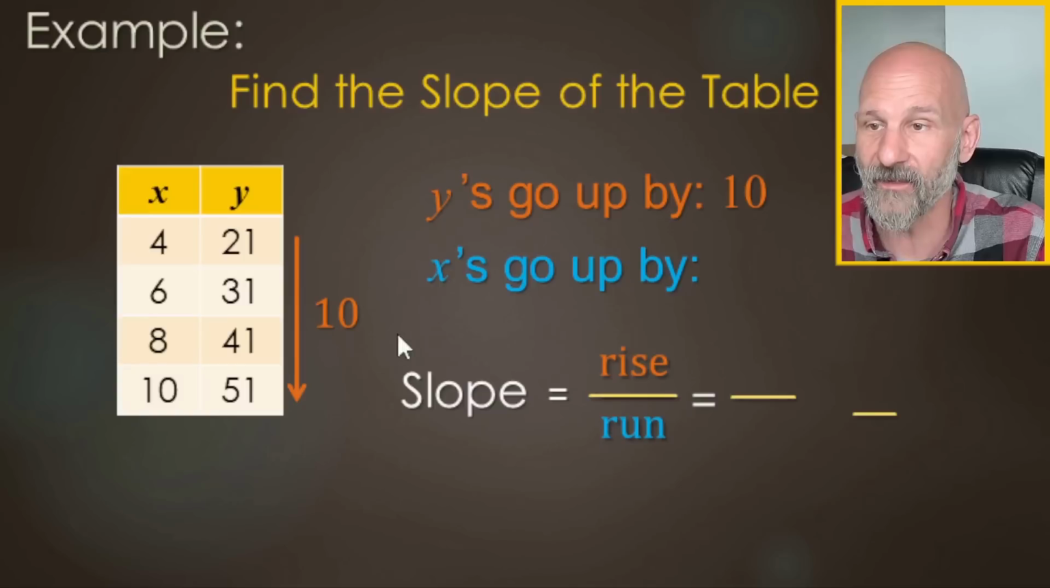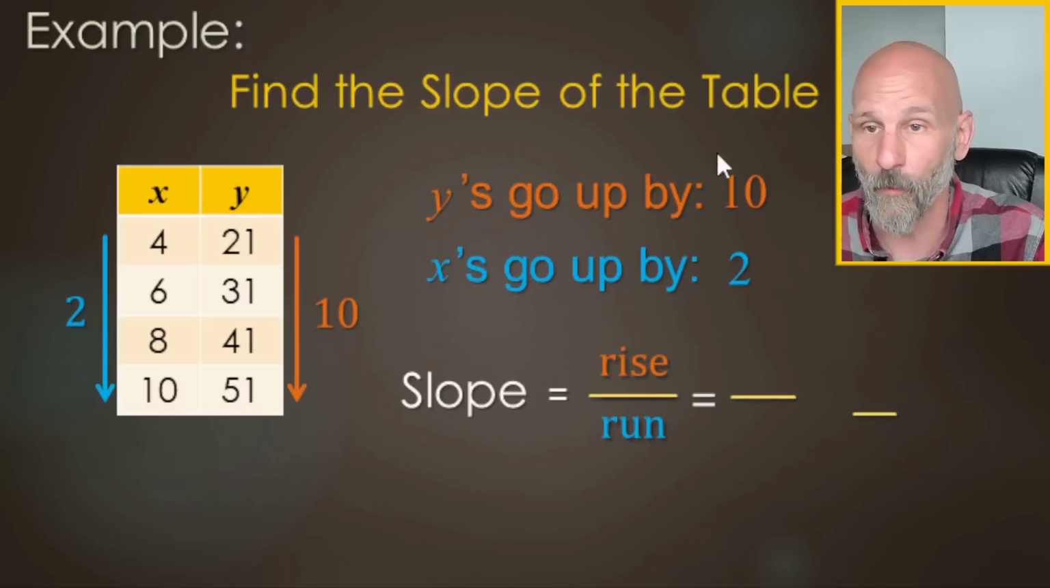Now let's look at the x's. Again, from top to bottom, right? 4, 6, 8, 10. Those are going up by twos. Okay, so the x's are going up by 2. So y's go up by 10, that's going to be your rise. X's are going up by 2, that's going to be your run.